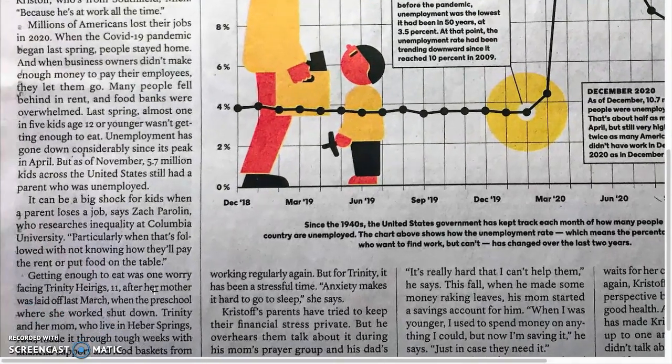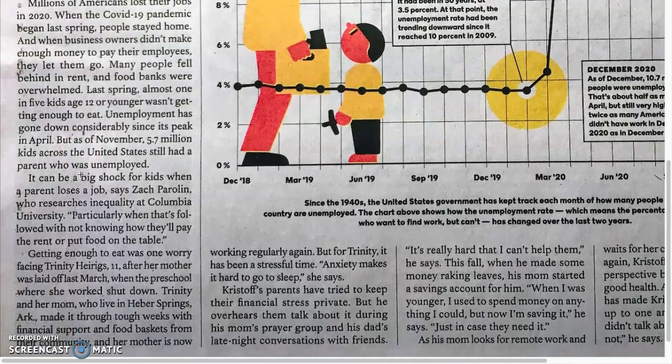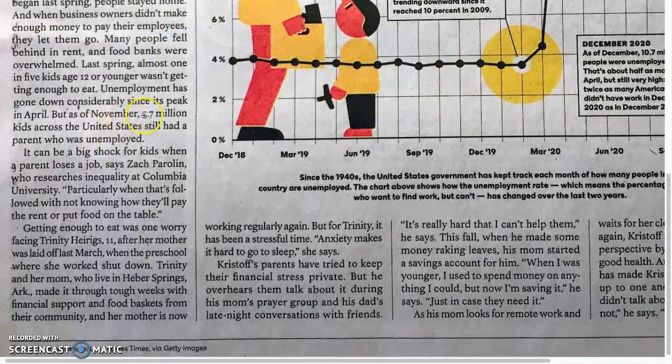Okay, so that was some details about all the numbers and all the things that have happened because of COVID-19, like how many people are unemployed and how many kids were now having a hard time with eating food and getting enough to eat at home, and how parents are still unemployed even as of November.